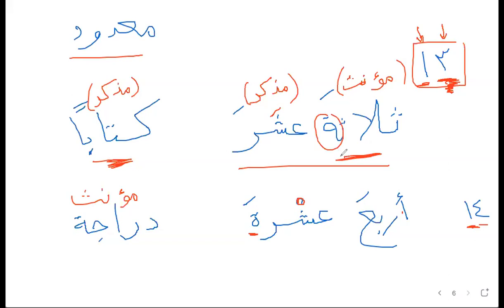Don't say ثلاثة عشر كتابا. No. Say ثلاثة عشر كتابا. In this case you say أربعة عشر كتابا, أربعة عشرة دراجة.